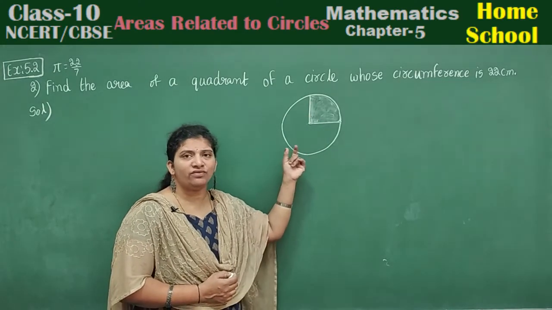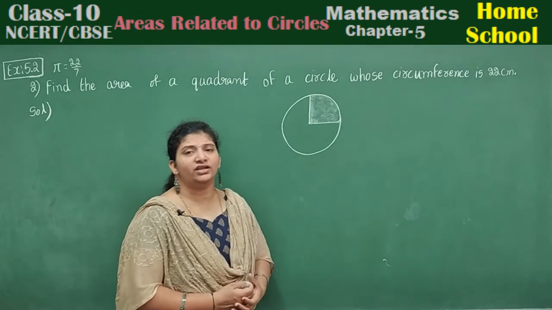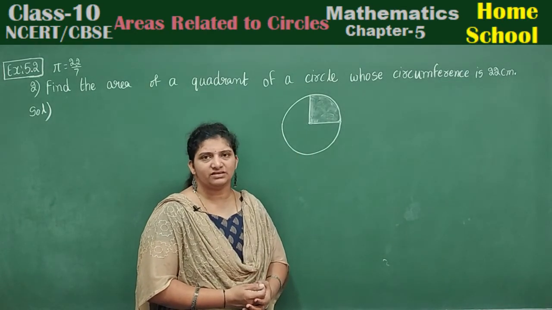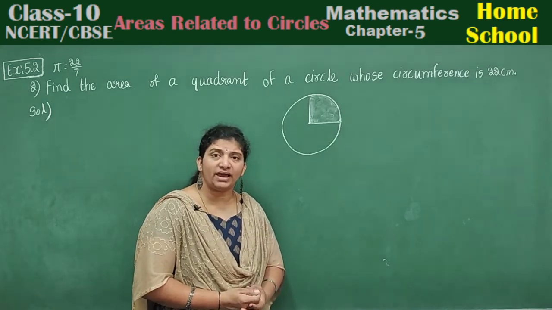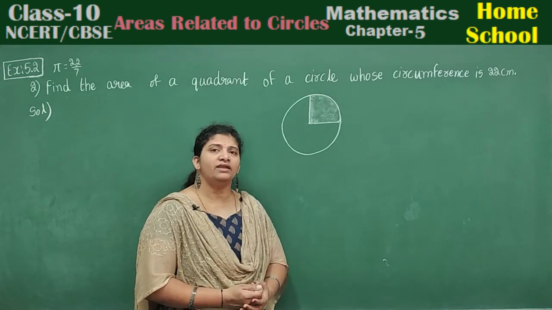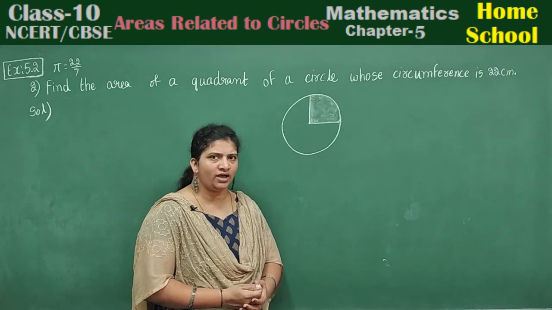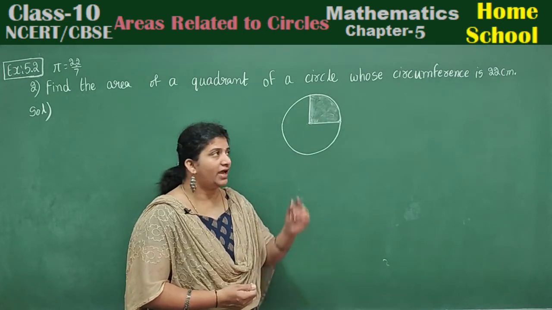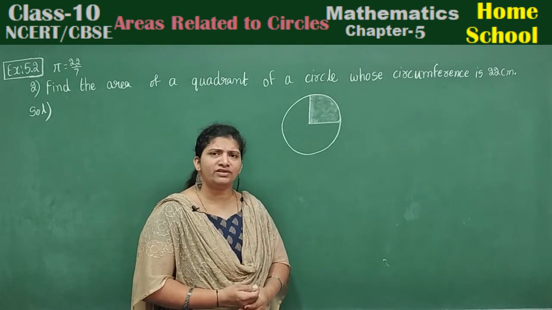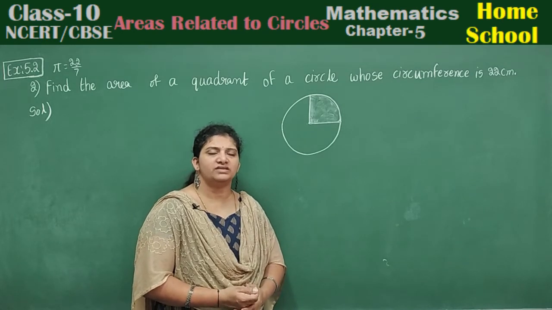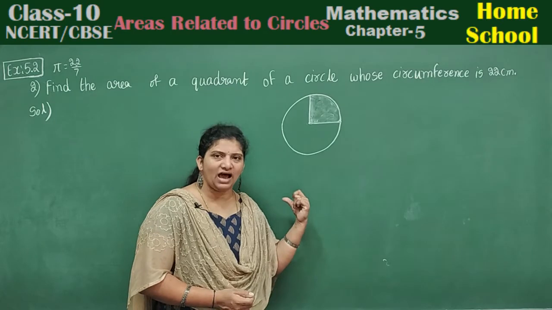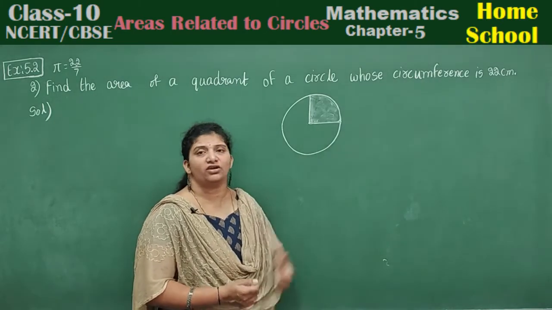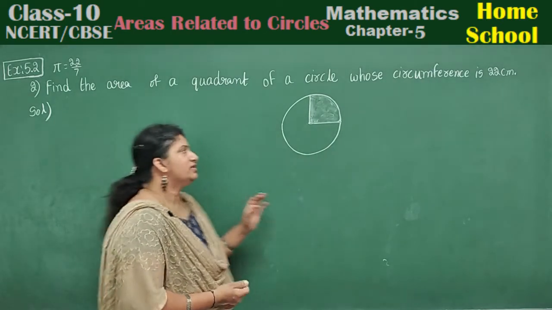This means when we need to find the area of a quadrant, we need to find the radius. What is the area of a quadrant? Pi r square by 4. So r is needed there. Do we know r? We don't know r. But they have given the circumference. Circumference means 2 pi r is equal to 22. By using that, we need to calculate r first, then we go with the area of a quadrant.